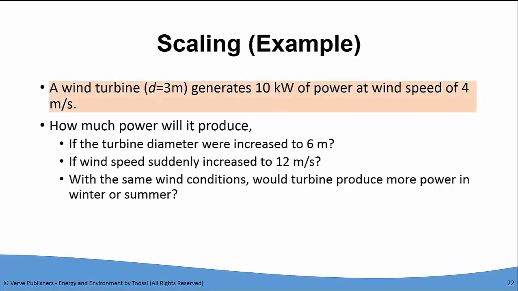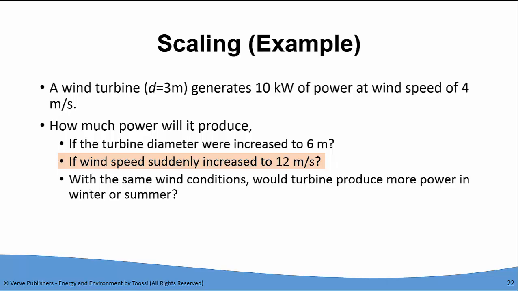Let's say you have a wind turbine with a diameter of 3 meters that generates 10 kilowatts of power when the wind speed is 4 meters per second. Now, if the wind speed goes to 12 meters per second, that means the speed is 3 times. Then the power goes with the cube of the wind speed, so it would be 27 times. So the same wind turbine that produces 10 kilowatts at 4 meters per second produces 270 kilowatts at 12 meters per second.